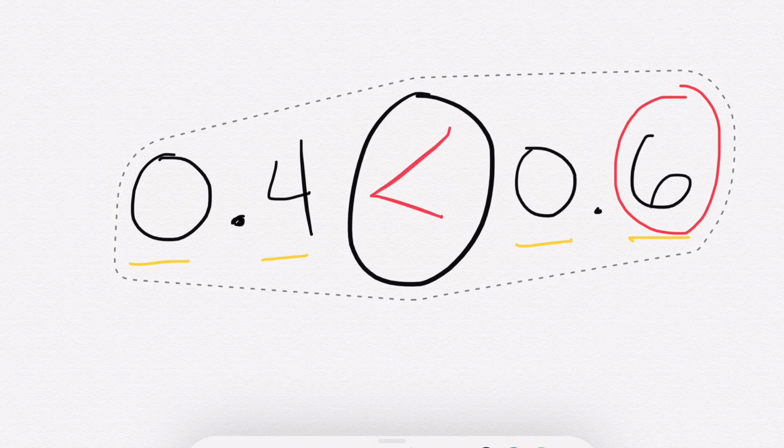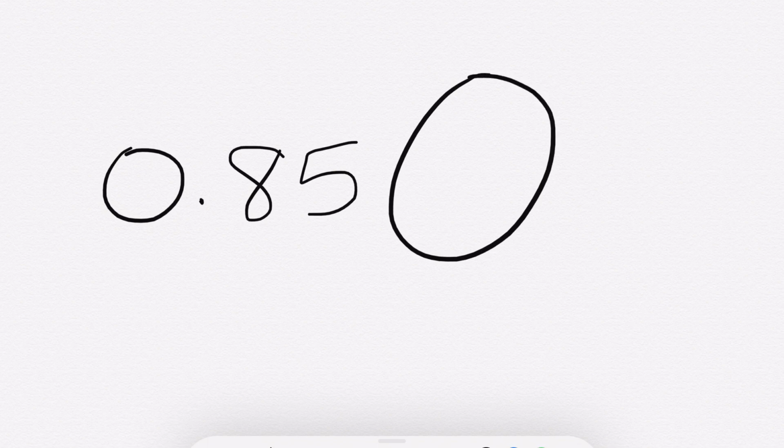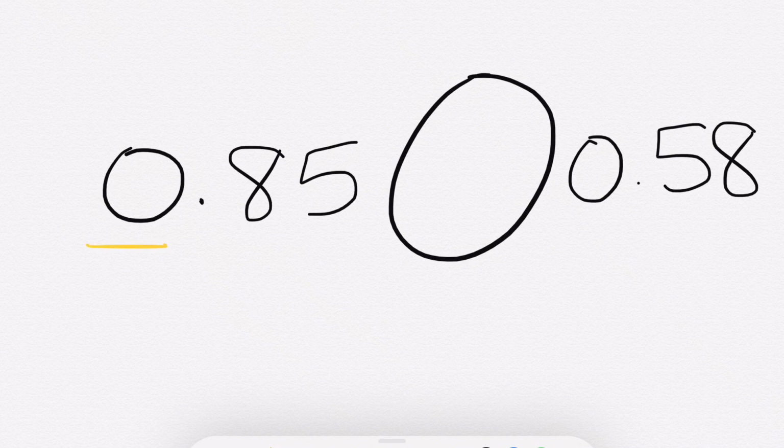Let's do another one. Okay, we're going to go with 0.85 and compare it to 0.58. Okay, so I start with my place value on the left, my ones place. I have two zeros, so I'm going to move over one more place value to the right. I have 8/10 and 5/10. I know that 8 is bigger than 5, so this is my answer.